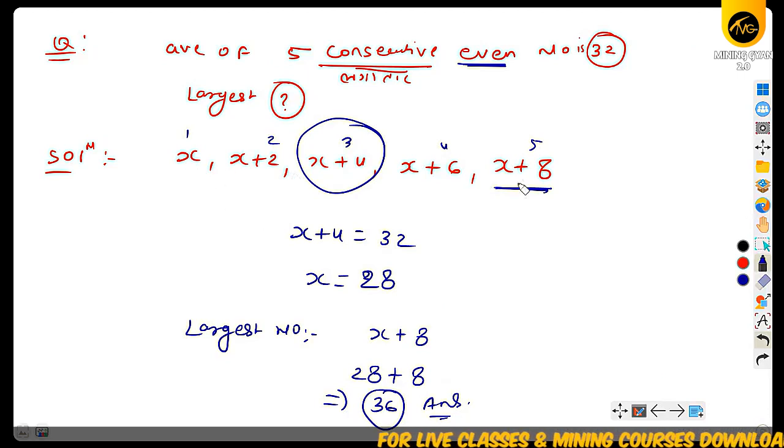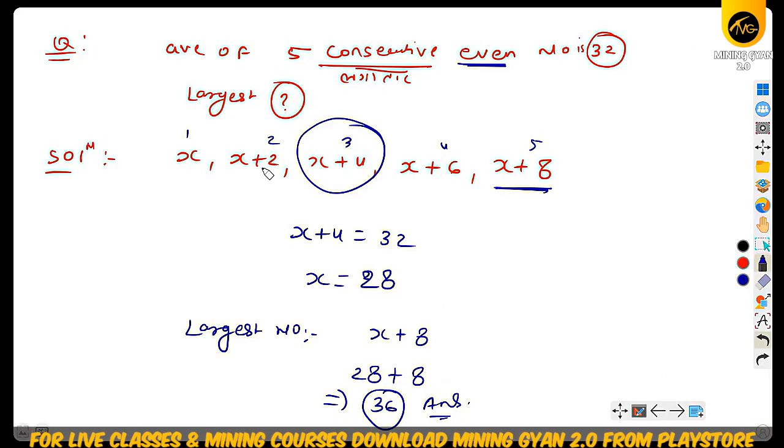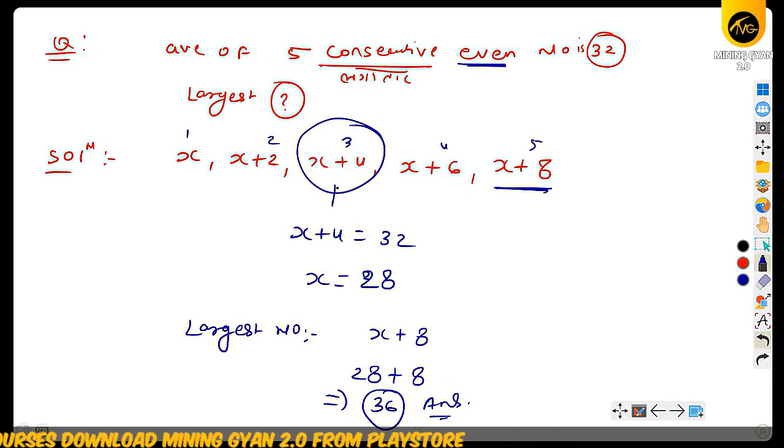So that's why you have the series like plus 2, plus 2, plus 2, just plus on the x value. x plus 2, x plus 4, x plus 2 plus 2, that means x plus 6, x plus 6 plus 2, that means x plus 8. So this is basically an even number series. So what is the mid number? Mid number is x plus 2.